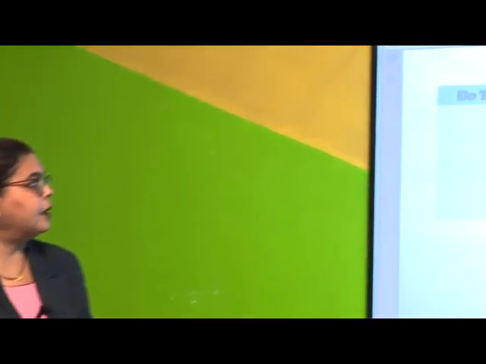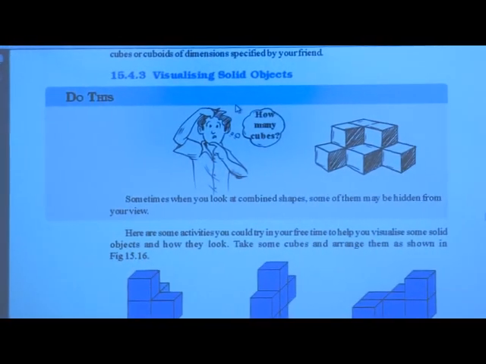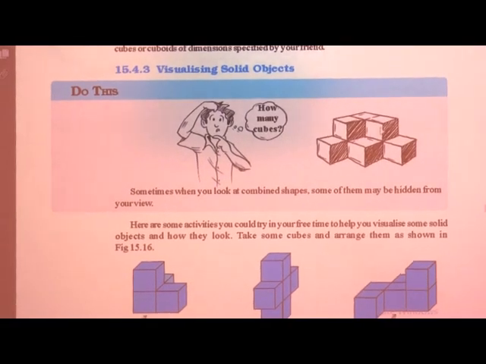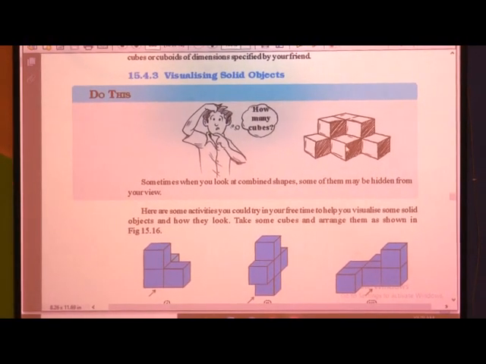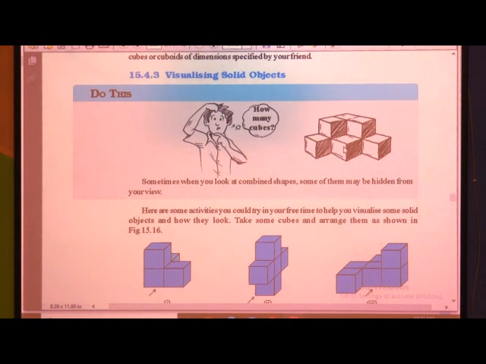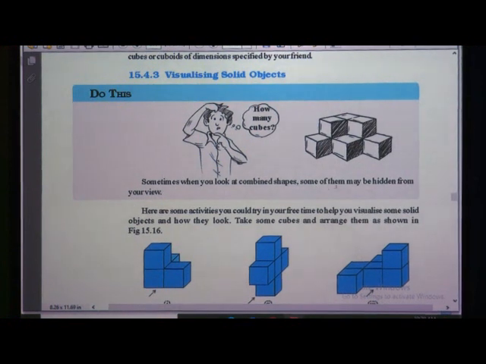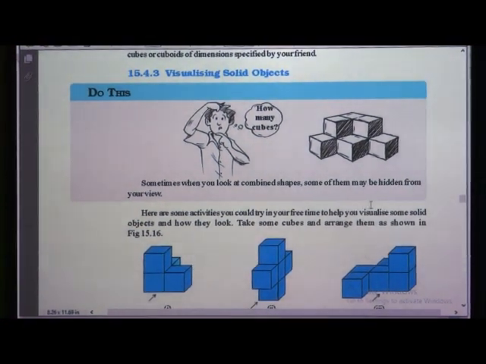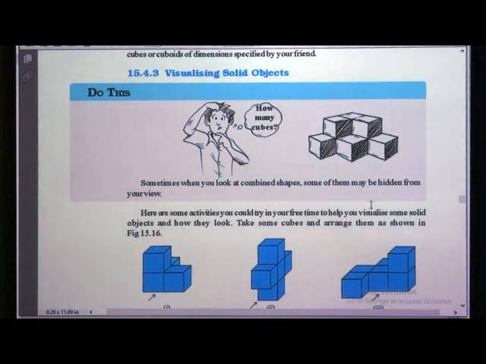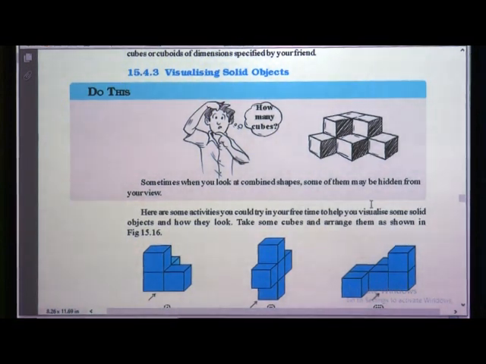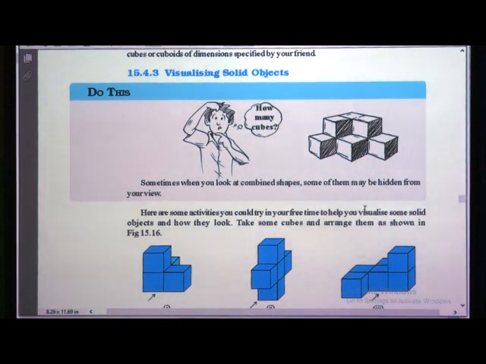So, we will start with some objects. Here we are visualizing solid objects. How many cubes are there? You have this question in front of your eyes. Sometimes when you look at a combined shape, some of the cubes may be hidden from your view. When 3D figures or 3D objects are arranged, some sides will not be visible, or we are unable to see the view of some sides.